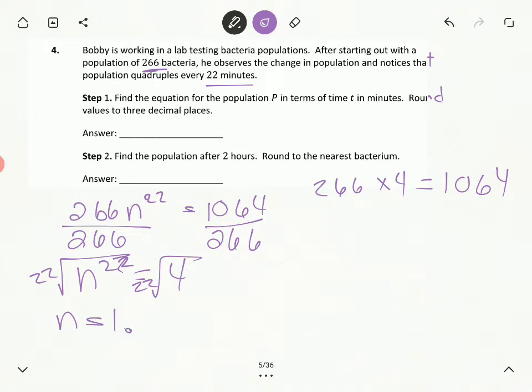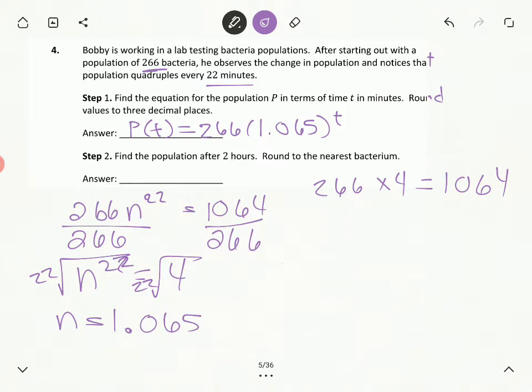All right, find the population after 2 hours. Well, this is in minutes. Time is in minutes. So 2 hours is 2 times 60, which is 120 minutes. So we're going to substitute 120 in place of our t. So we're doing the P of 120 minutes, which gives us 266 times 1.065 raised to the 120.